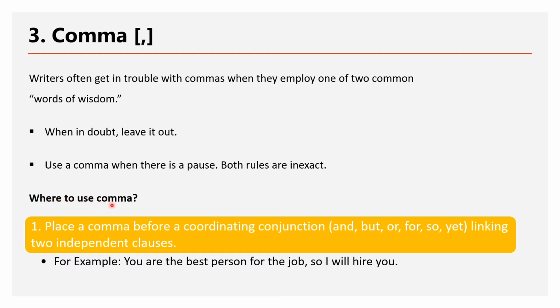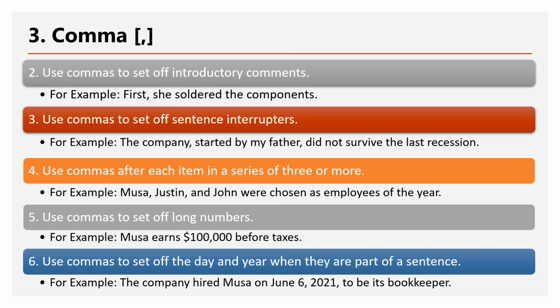Number 1. Place a comma before a coordinating conjunction like and, but, or, for, so or yet, etc., linking two independent clauses. For example, you are the best applicant for the job, now I am using the comma here, so I will hire you. Second, use commas to set off introductory comments. For example, first, again I am using a comma here, she soldered the components.